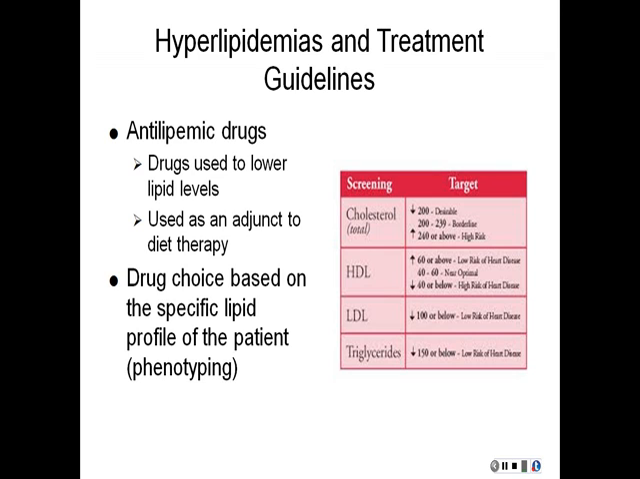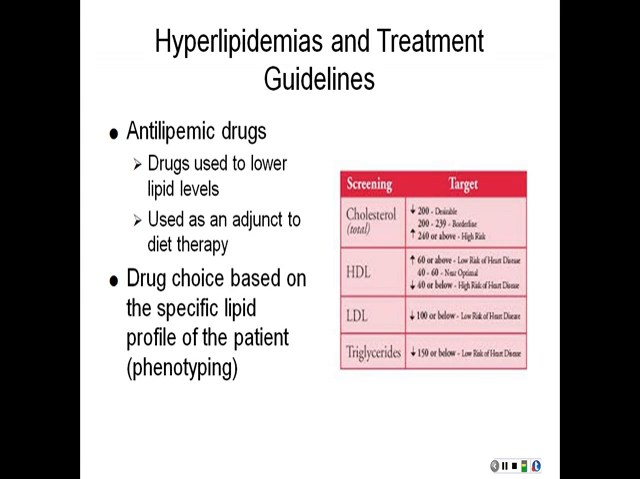So antilipemic drugs, these are drugs that are used to lower lipid levels. They're used as adjunct therapy to diet as well. Drug choice is based on specific lipid profiles of the patient, or phenotyping. There are 5 different phenotypes, and these phenotypes are defined by plasma concentrations of total cholesterol, triglycerides, and lipoprotein fractions.